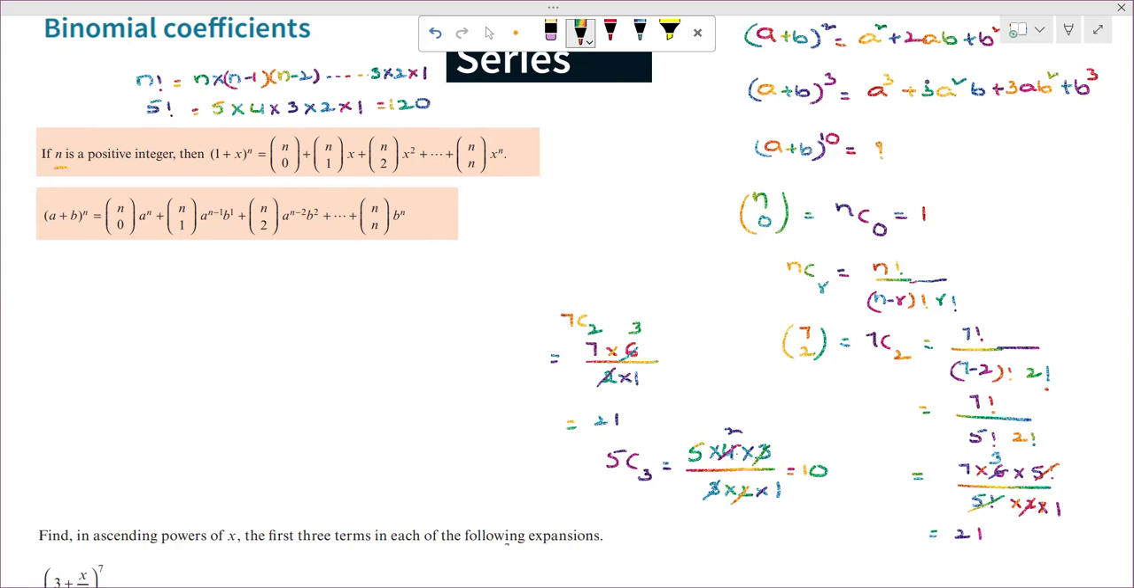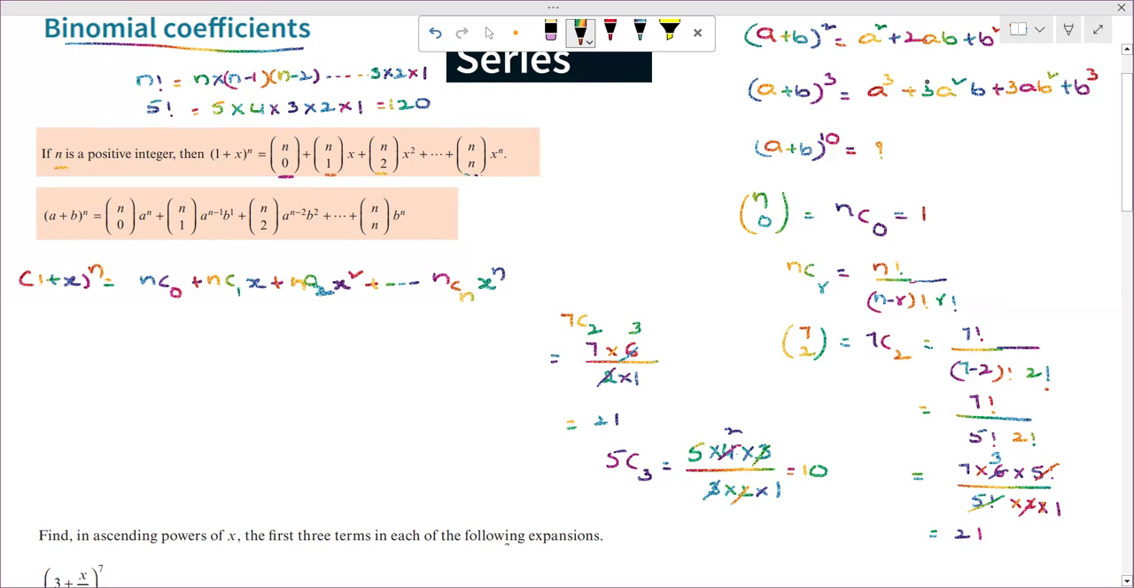Now, what is meant by binomial coefficients? These are the binomial coefficients: nC0, nC1, nC2. These all are the binomial coefficients here. When you expand this, generally when you write (1 + x)^n, we write nC0, nC1 x, nC2 x², and so on, nCn x to the power of n.